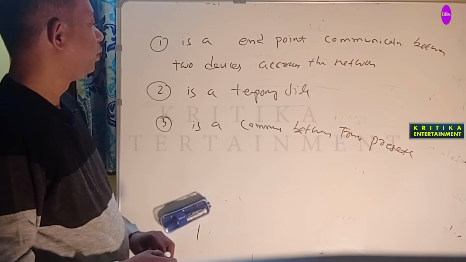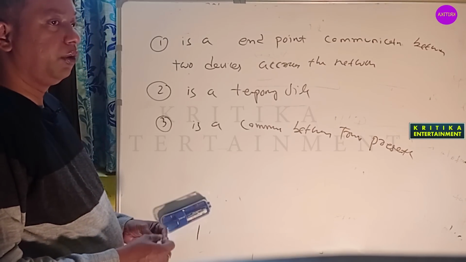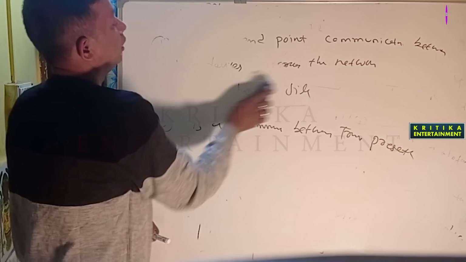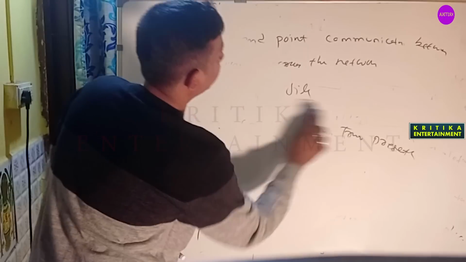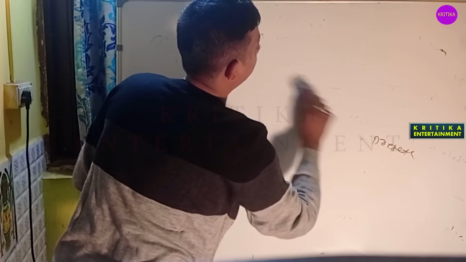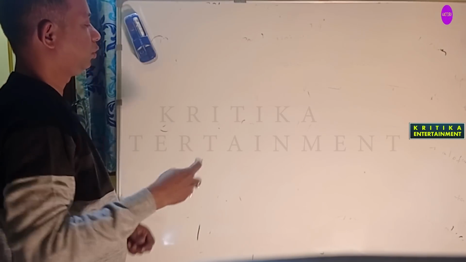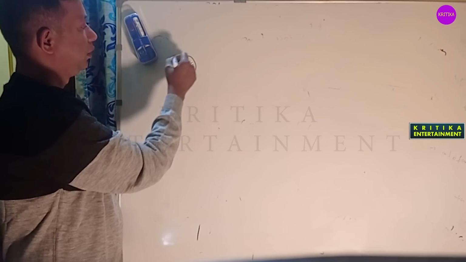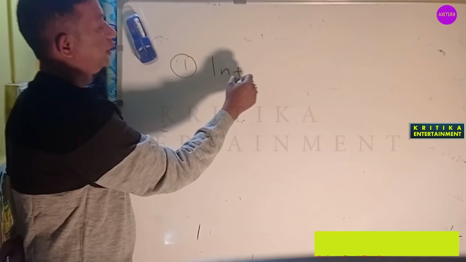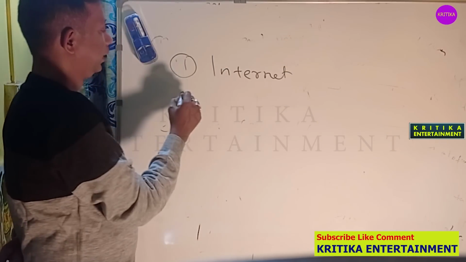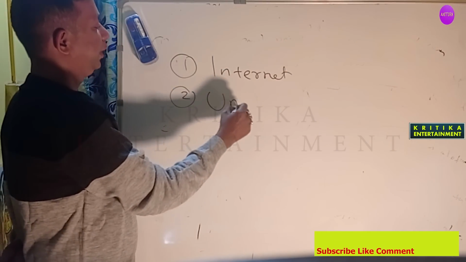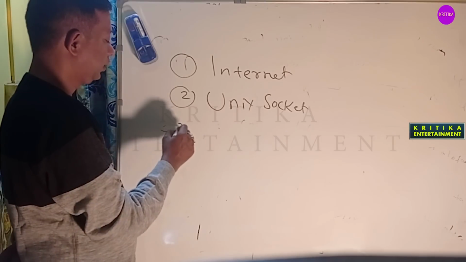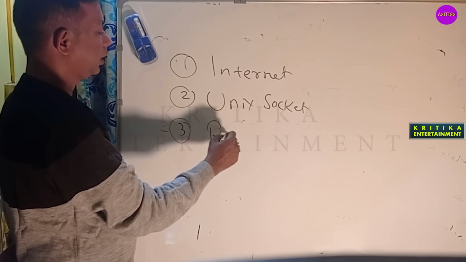Now I will tell you how many types of sockets there are. First is the internet socket, second is the Unix socket, and third is the raw socket.